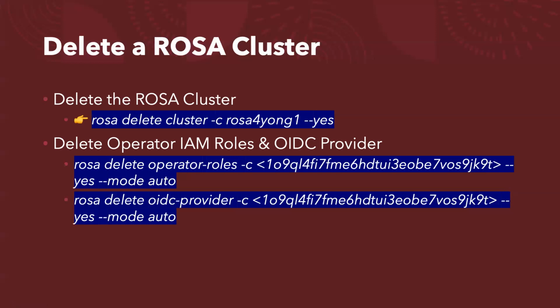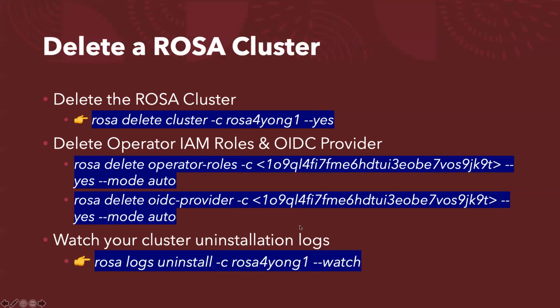So this is the command to delete the operator roles and delete the OIDC provider. Remember, you need to change the cluster ID to match your actual cluster ID. And you can also watch your cluster uninstallation logs by running this command, rosa logs uninstall -c cluster name --watch.